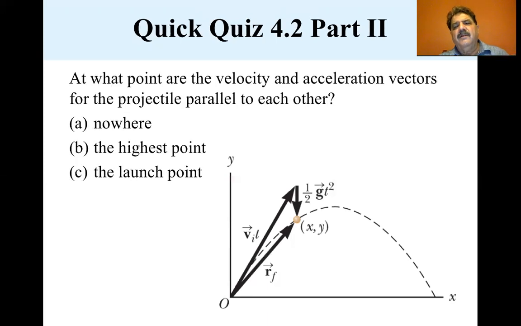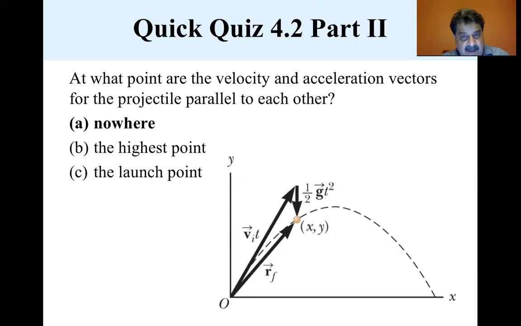At what point are the velocity and the acceleration vectors for the projectile parallel to each other? Nowhere, the highest point, or the launch point? Is there any point where the total velocity, not just the velocity in the x direction or the y direction, is in the same direction as the acceleration downward? And the answer is no. At nowhere are they parallel.